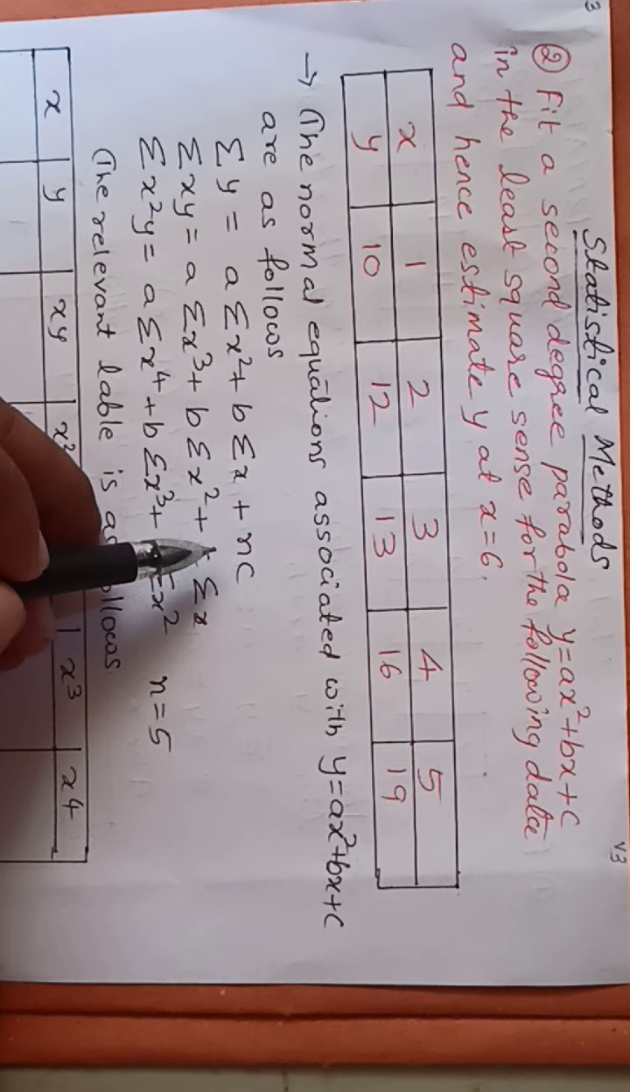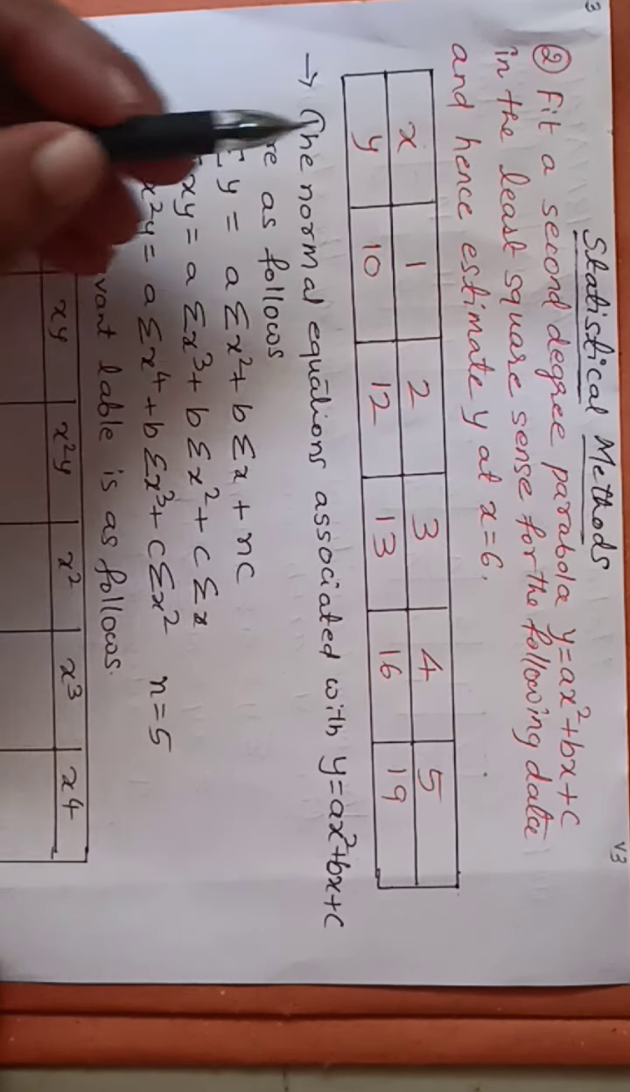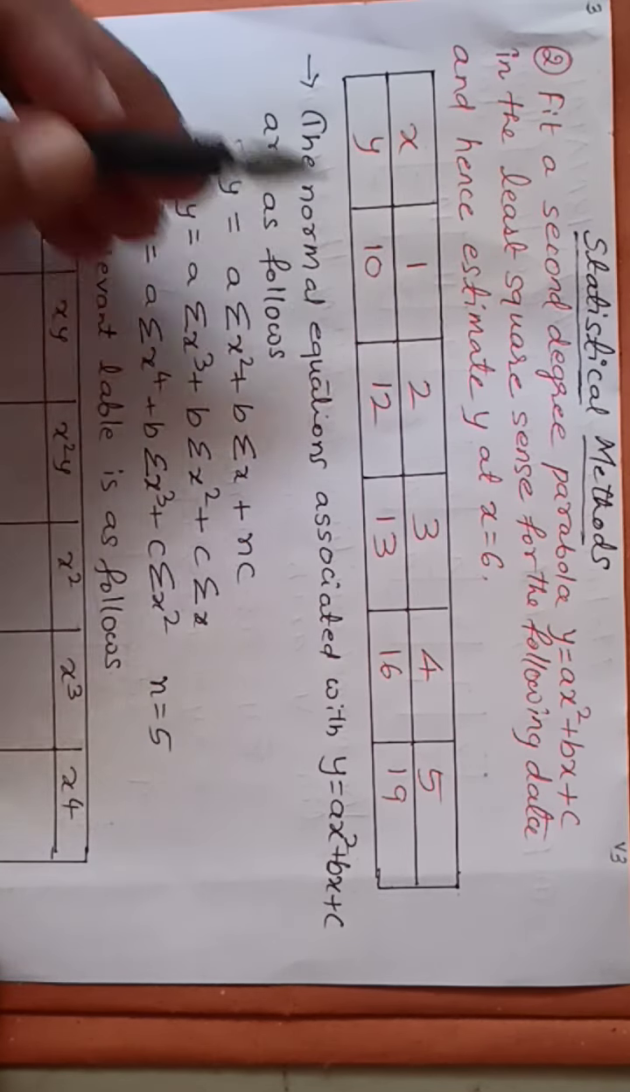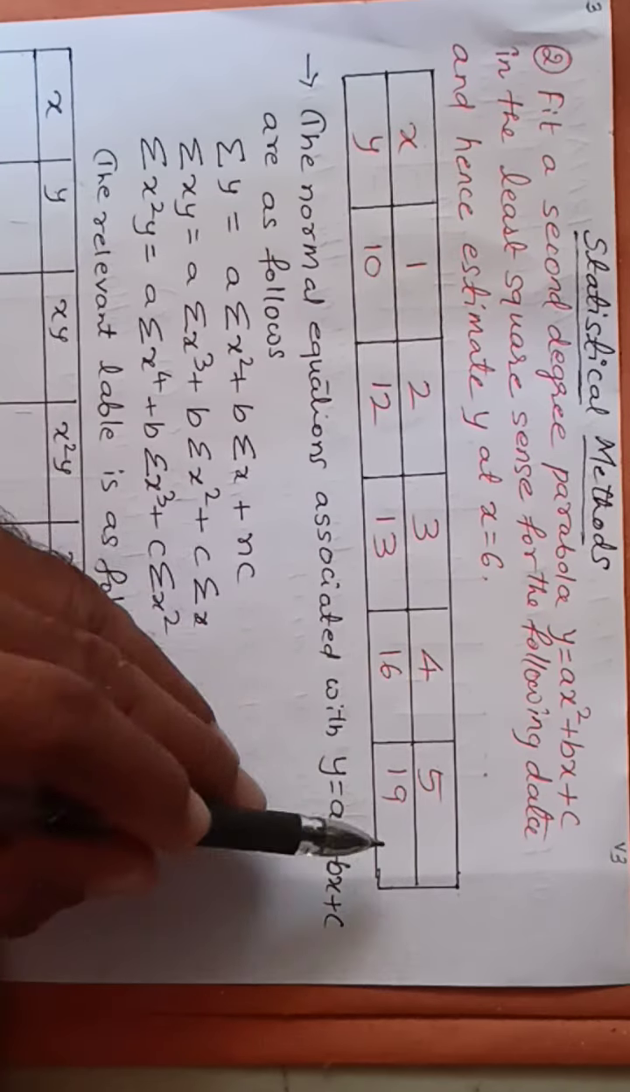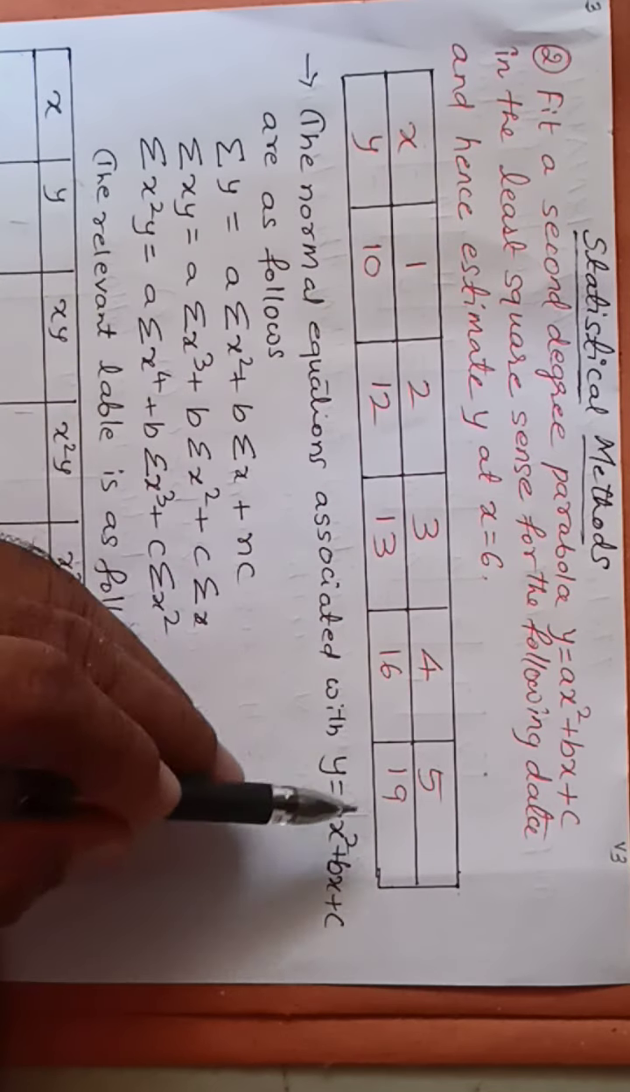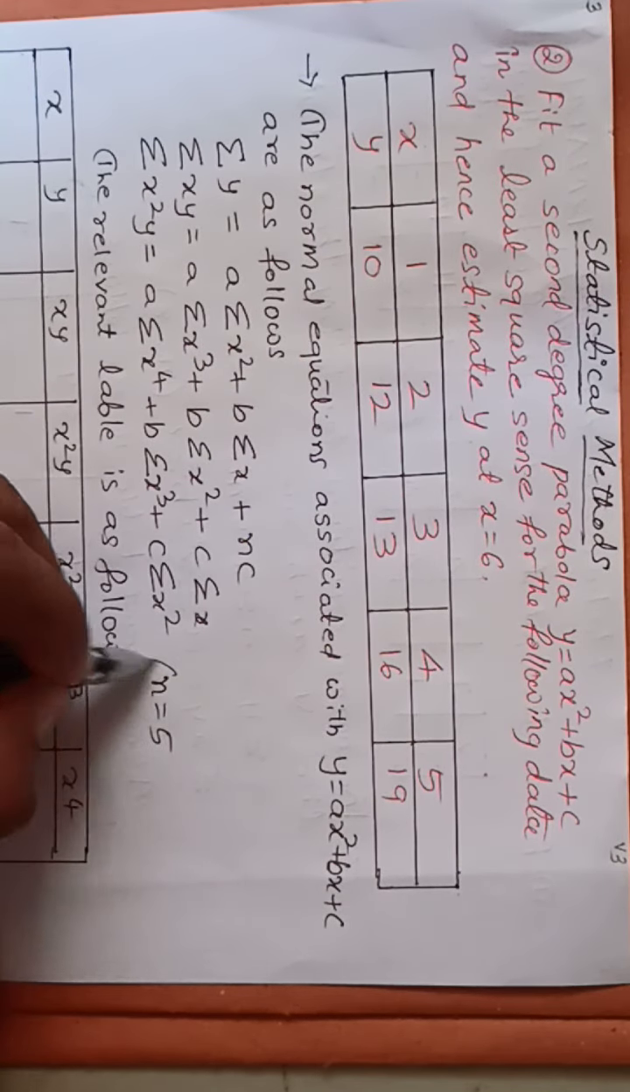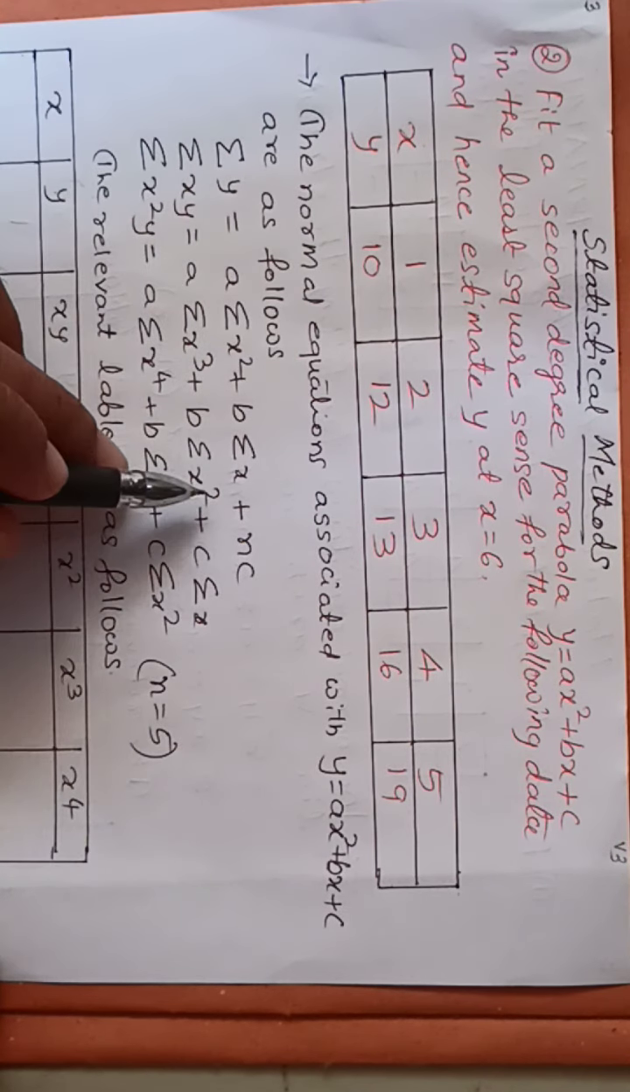N is the number of values for x and y. It is 1, 2, 3, 4, 5. So n is equals to 5.